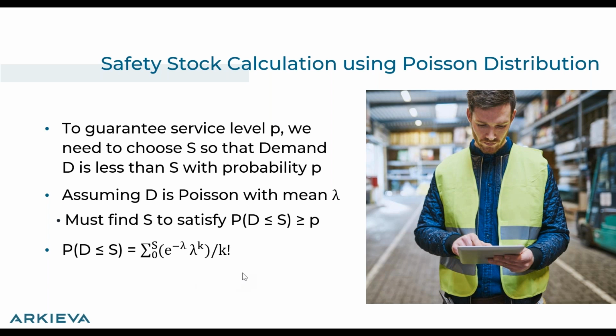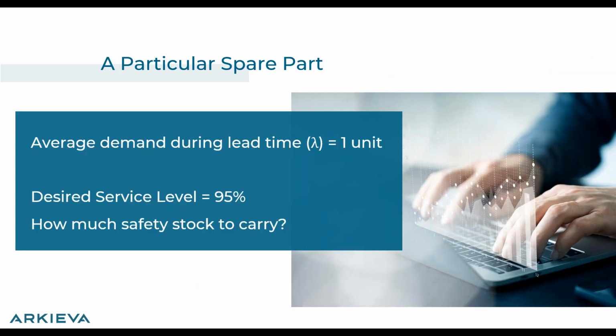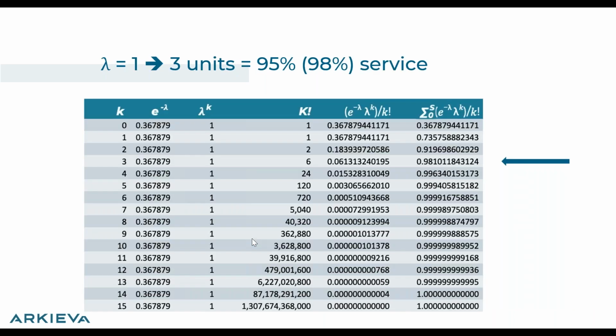So let's look at this through an example. Let's say we have a particular spare part. The demand during lead time is exactly 1 unit, and the desired service level is 95%. How much safety stock should one carry? If you plug it into a table very similar to the first one, the only difference between this table and the previous table is this last column where we have done some cumulative. So you can see that, for example, the second row is the sum of the first 2 rows, and the third row is the sum of the first 3 rows, and so on.